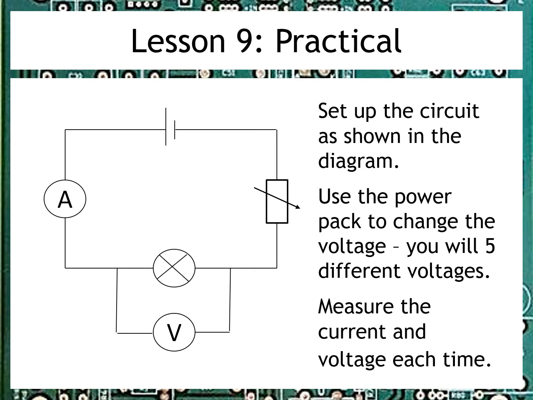On the right-hand side, you can see the variable resistor. We use that to vary the voltage or potential difference across the bulb and hence the current. So what we're going to do in this practical is set this up, use the variable resistor to change the voltage and then measure the voltage and the current in the circuit.